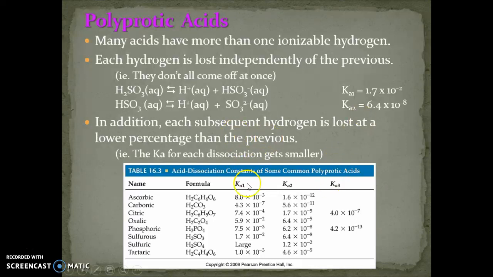In addition, each subsequent hydrogen is lost at a lower percentage than the previous, just like we saw there. If you have, for example, phosphoric acid, look at the Ka for the third H, 4.2 times 10 to the negative 13. You essentially have no third hydrogen being produced. So the amount of PO4 3- ions that are around is pretty much negligible.